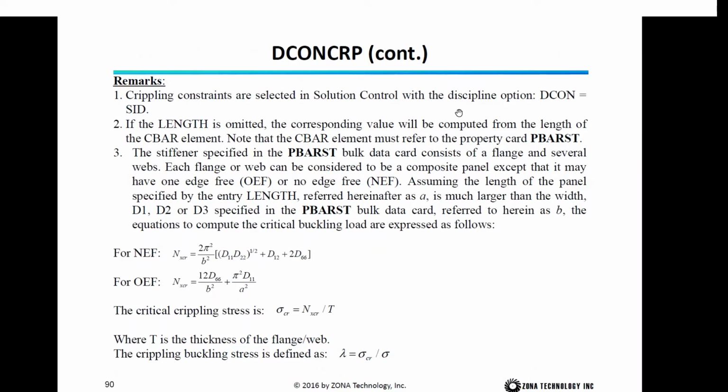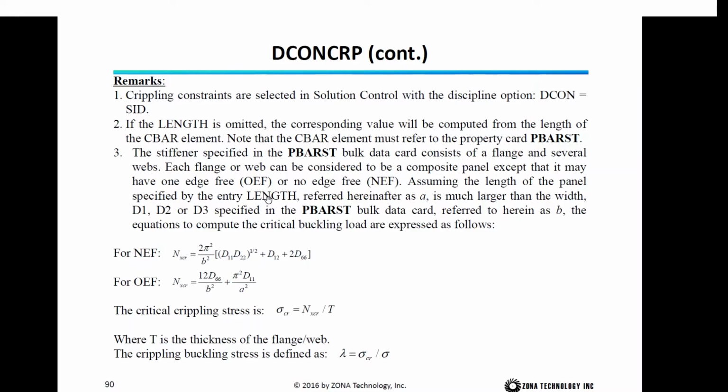So the crippling constraint is activated by the DECOM equals STRING control command. If the length is omitted, then the corresponding value will be computed from the length of the CBAR. And the stiffener specified in the PBARST consists of a flange and several webs. Each flange or web can be considered to be a composite panel, except that it may have one edge free or no edge free.